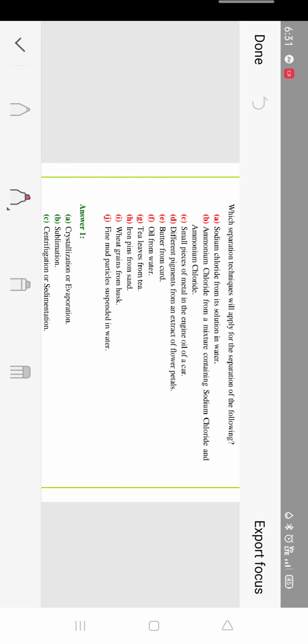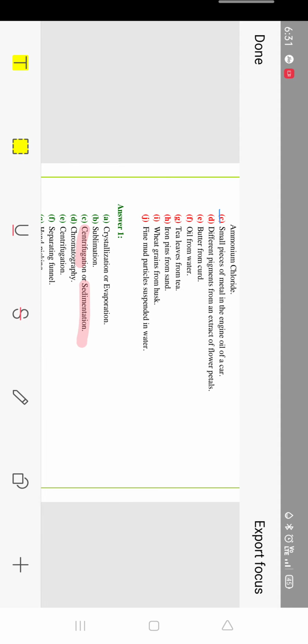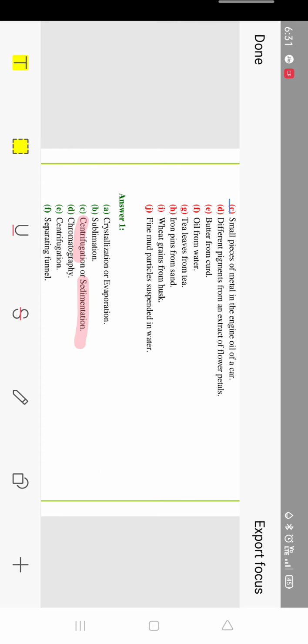Next is small pieces of metal in the engine oil of a car. For this we mainly use the centrifugation technique or the sedimentation technique. Now come to the next, different pigments from an extract of flower petals. For this we use chromatography. Next, butter from curd. Here we use centrifugation to separate the butter from curd.